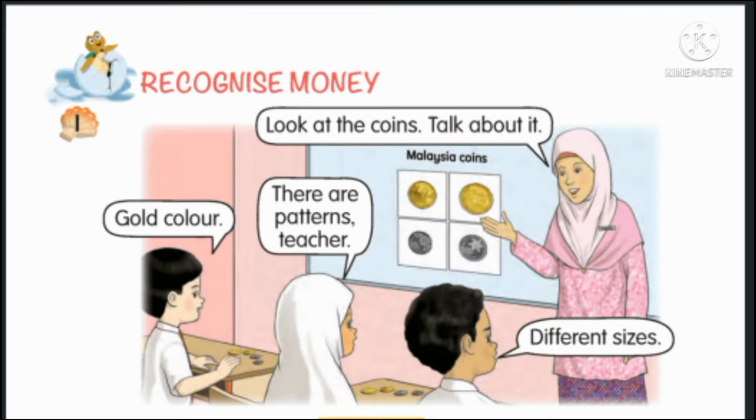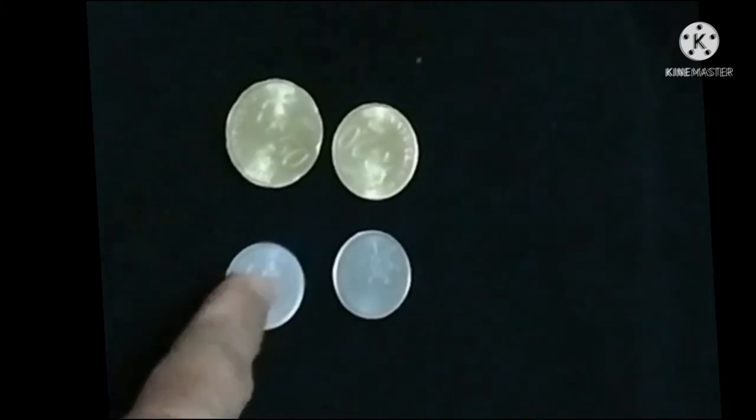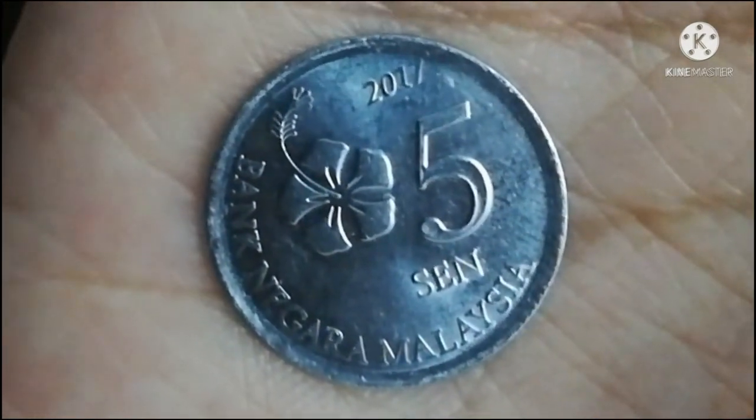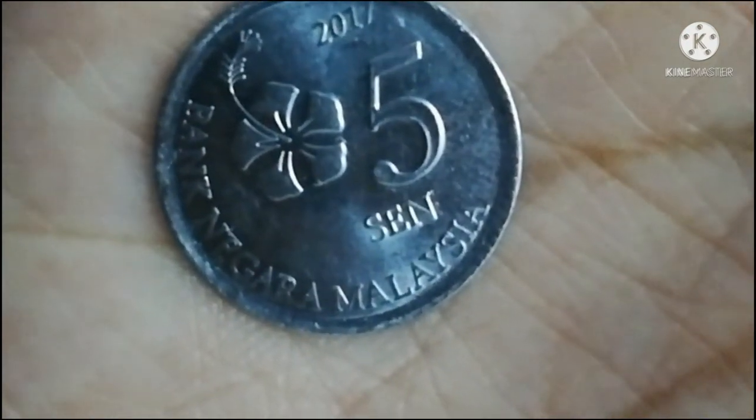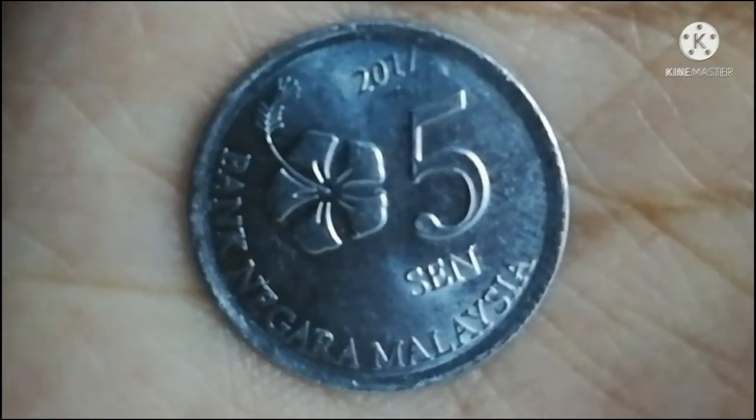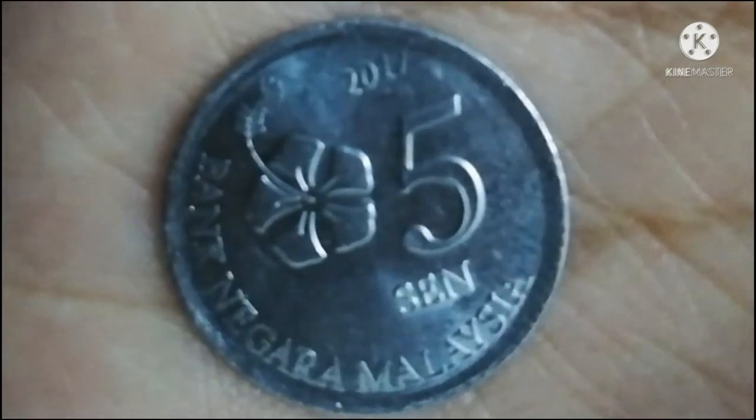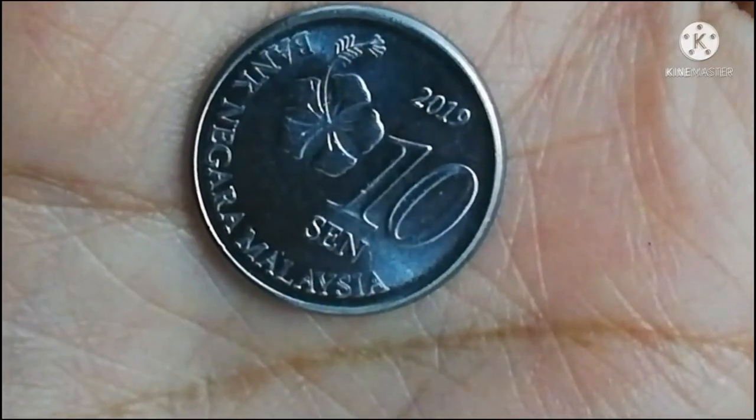Recognize money. We will look at the size, color, and shape. I have 4 coins here. This is a Malaysia coin. This is the smallest Malaysia coin. It is round. The shape is round. The color is silver. And it has the number 5 there and a picture of hibiscus. Here is 10 cent.